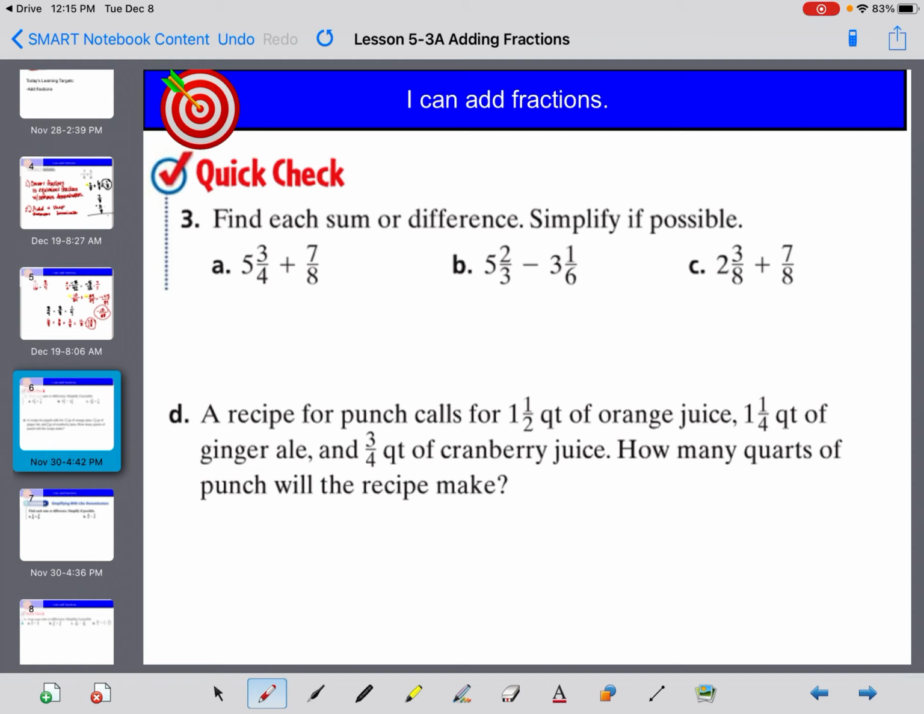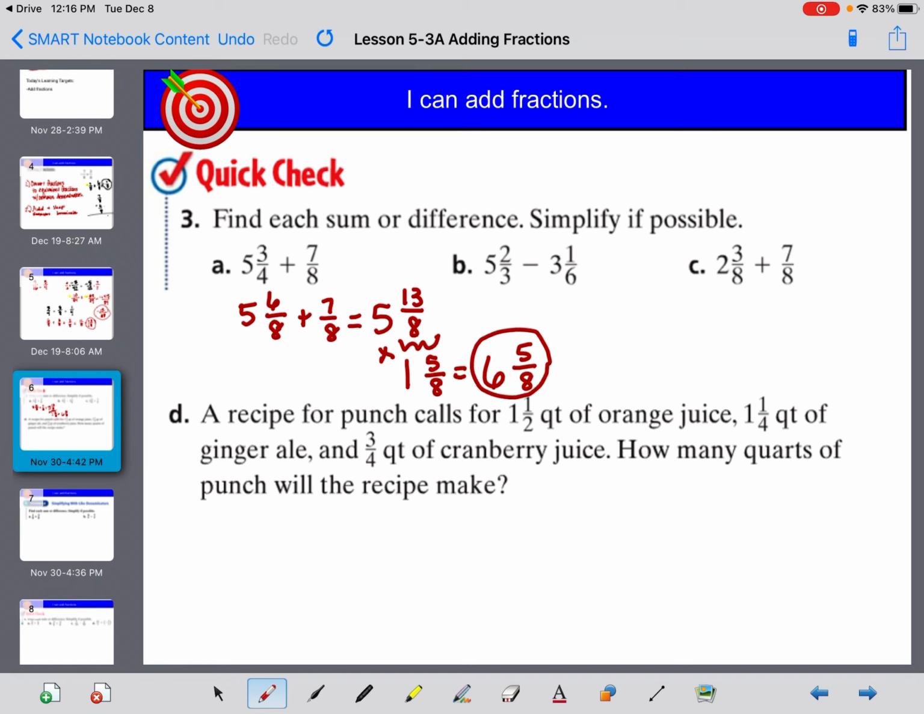All right, 5 3/4 plus 7/8. I'm going to rewrite this as 5 6/8 plus 7/8. 7 plus 6 is 13/8. So I really have 5 13/8, don't I? Well, 8 goes into 13 one time, and 5/8 are remaining. So I need to add the 5 plus the 1, and I get 6 5/8.